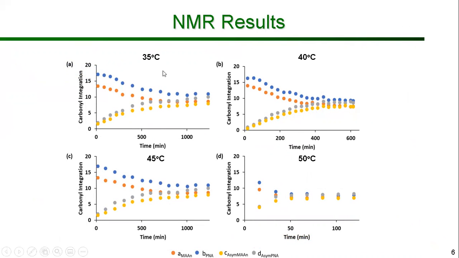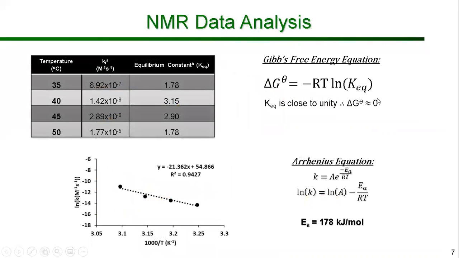In doing so, we see that at lower temperatures, it takes longer to reach an equilibrium compared to the higher temperature of 50 degrees C. And from this data, we're able to get the rates of degradation, or the rates of exchange, as well as the K equilibrium of each of the reactions at the different temperatures.